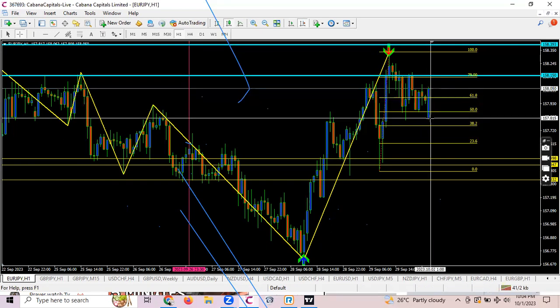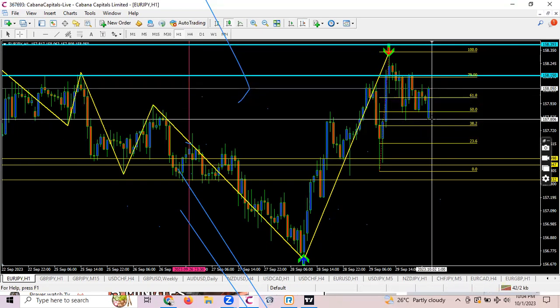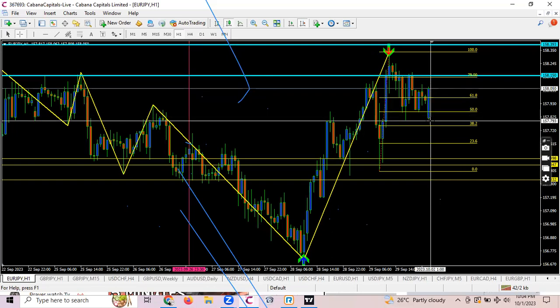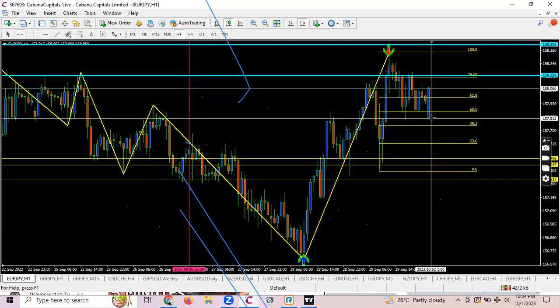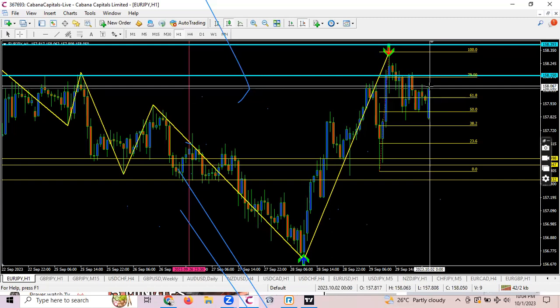So you can see there was a gap. So that gap must be filled. Most times, that gap must be filled. So you can see that has happened. You can see it's opened at this price. This gap has been filled.